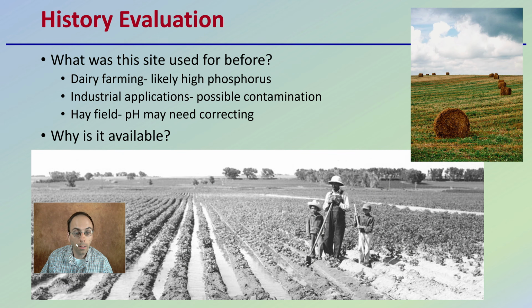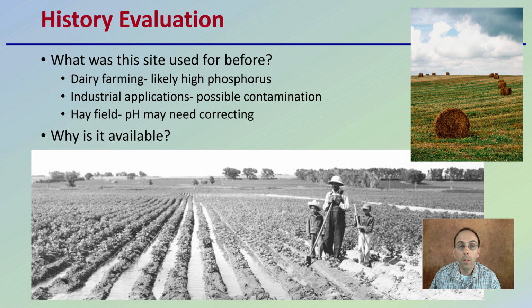So first off, the history evaluation. When we're talking about the history evaluation, what was the site used for before? Was it dairy farming? It's likely to be high in phosphorus. Was it industrial applications? Are there any potential contaminants to consider? Was it a hayfield? The pH might need to be corrected. Why is it available? Is someone just abandoning the farm, or are they abandoning it because it wasn't productive for them?